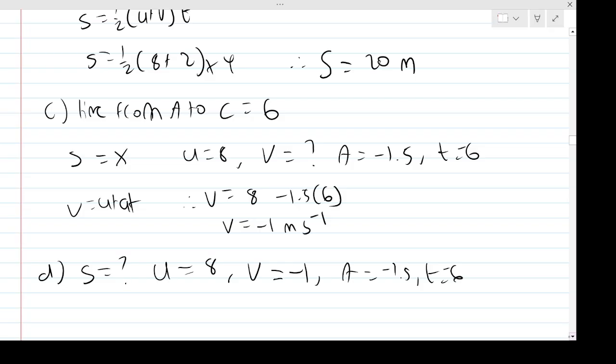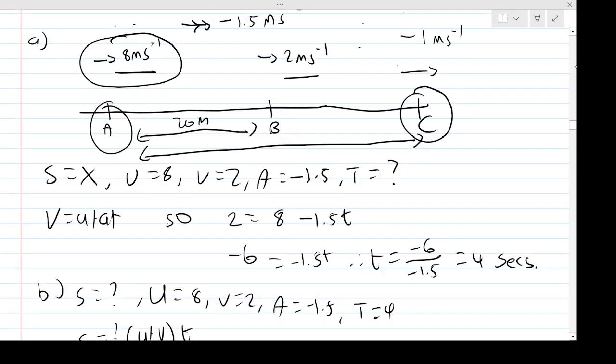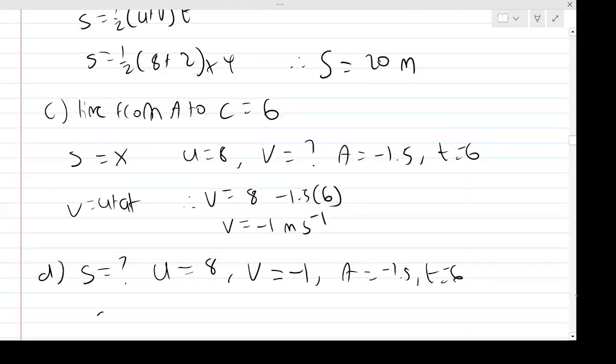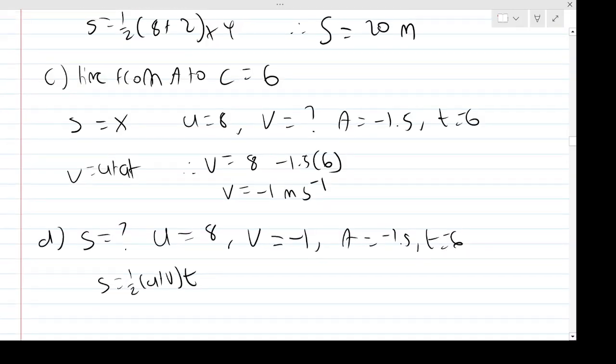So that's from A to C. The initial velocity at A, the final velocity of minus 1, and the acceleration and time there. So if I want to find S, I can use this formula here, a half of U plus V times T. So S is going to be a half of 8 plus minus 1 times T of 6. If I work that out, I get 21 meters there.